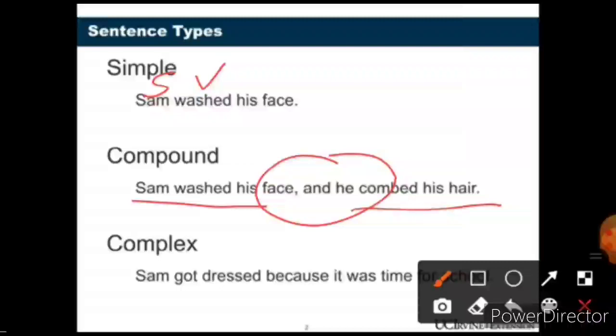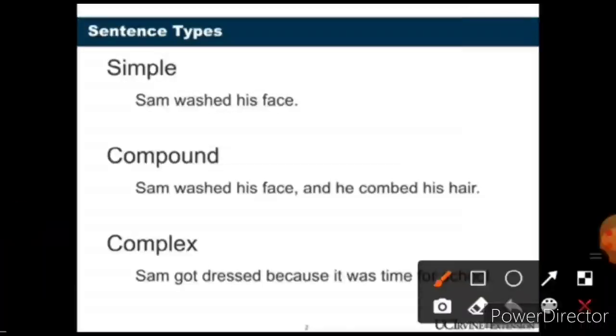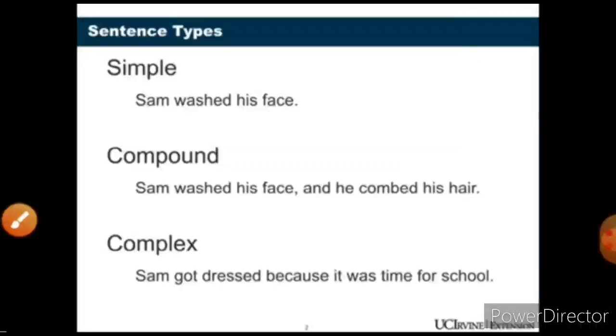Then the last one is a complex sentence. If you look closely, we have: Sam got dressed because it was time for school. Now over here, the indicator because shows us that it is a complex sentence, because we have two clauses over here. The first one is Sam got dressed. Now this one is an independent clause, but the second one, because it was time to go to school, is not an independent clause. It is a dependent clause because it has the key element, and that key element is because.